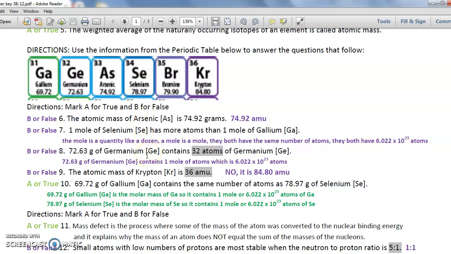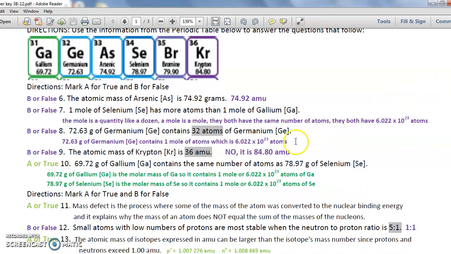Number 8, 72.63 grams of germanium contains 32 atoms of germanium. No, that would be false. 72.63 grams of germanium would have a mole of germanium atoms. It would be 6.022 times 10 to the 23rd germanium atoms if you had 72.63 grams. What's that 32 then? That 32 is the atomic number, which is just saying that a germanium atom must have 32 protons.